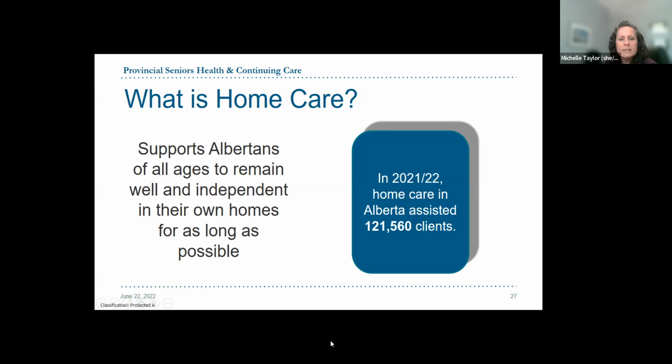And home care is a health and personal care service that supports Albertans of all ages to remain well and independent in their own homes for as long as possible. It can be short-term or long-term and includes elements such as case management, professional care, personal care, home and community support services, and self-managed care.